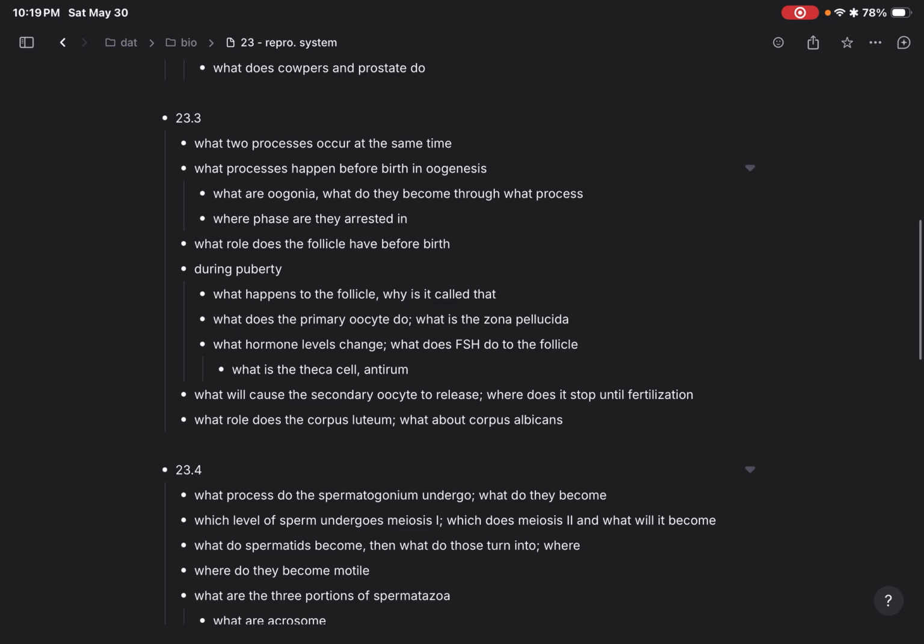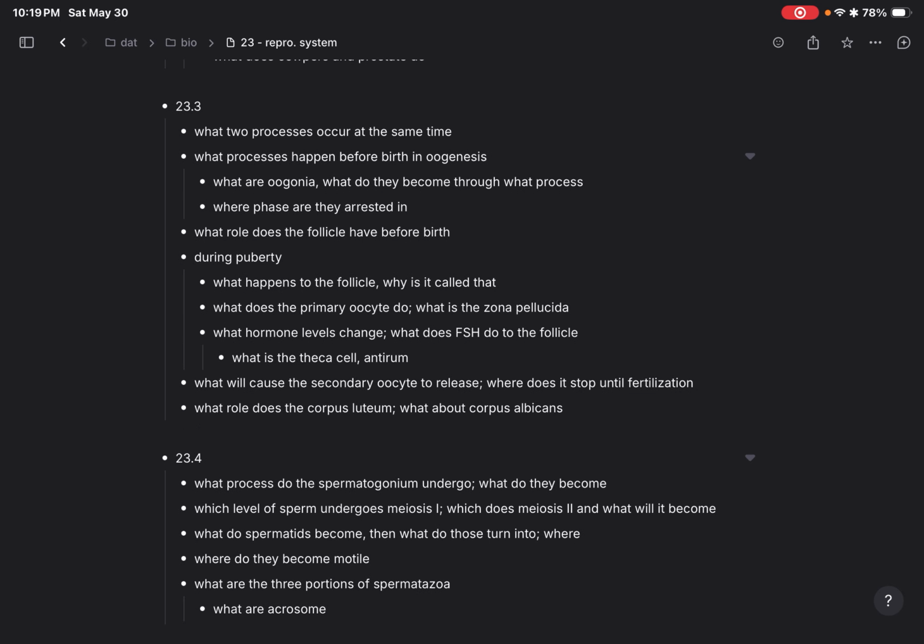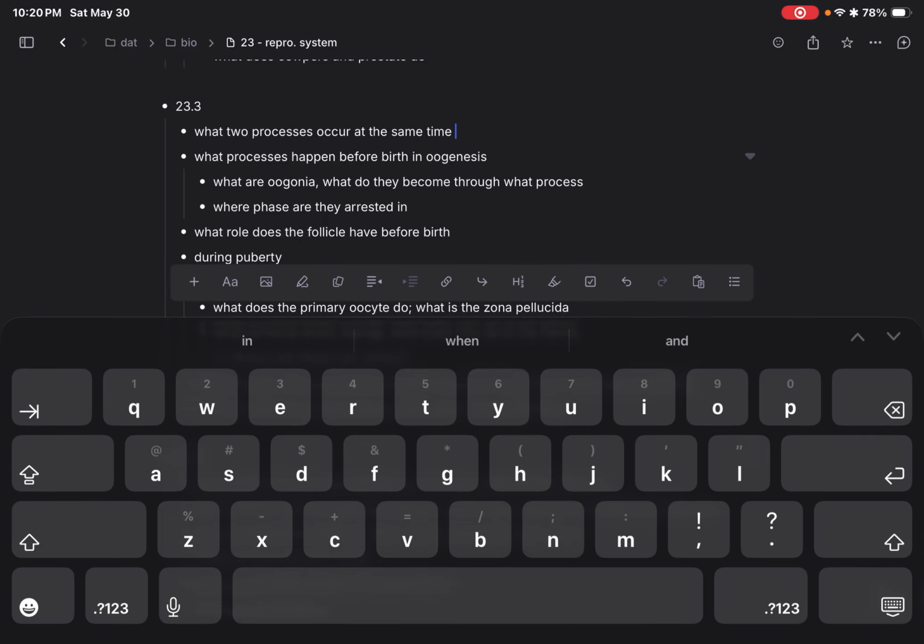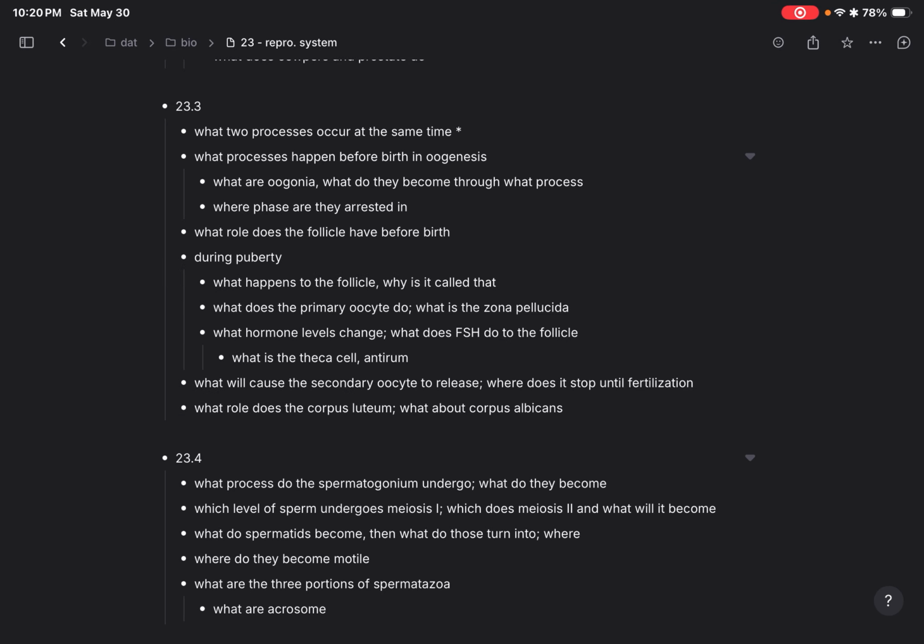Okay, so what two processes occur at the same time? This is the female reproductive system. It's the endometrium development, and then actual ovulation. Oogenesis. Oh wait, hold on. What two processes occur at the same time? Okay, so I was wrong. It's oogenesis and follicular development. I moved way past. So what process happens before birth in oogenesis?